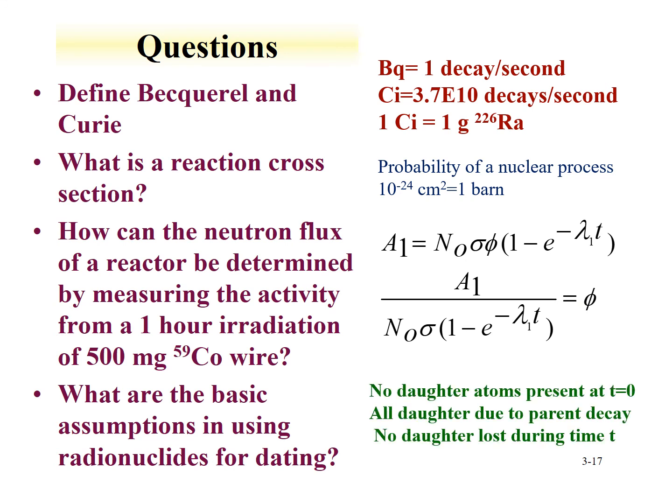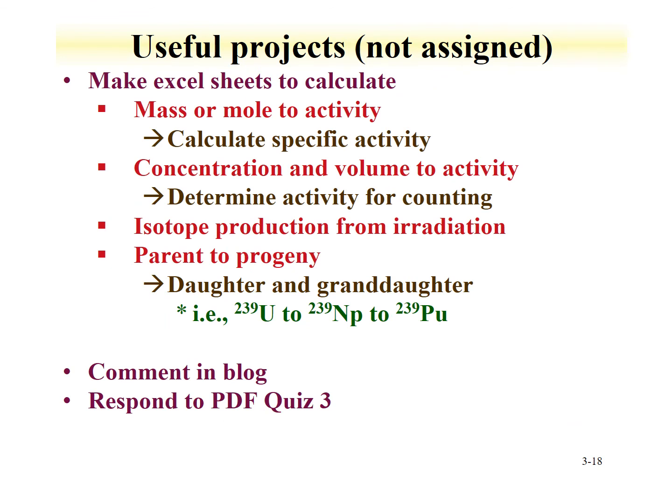What are the basic assumptions used when performing radiometric dating of longer-lived isotopes? One, that there are no daughter atoms present at the initial time that you're trying to determine the date of this material. That all daughter atoms that are present are due to the parent decay, and that no daughter atoms were lost during the decay.